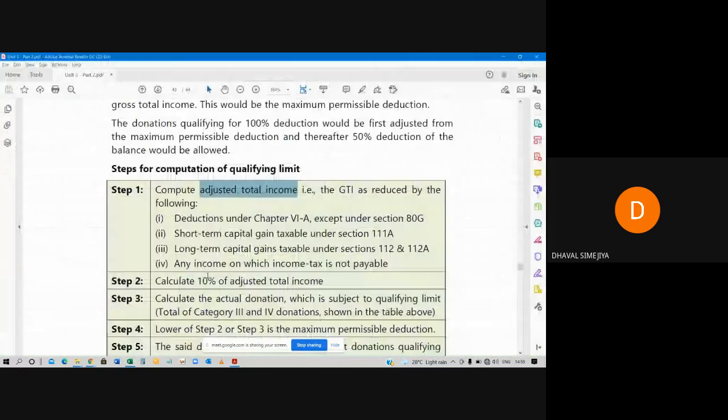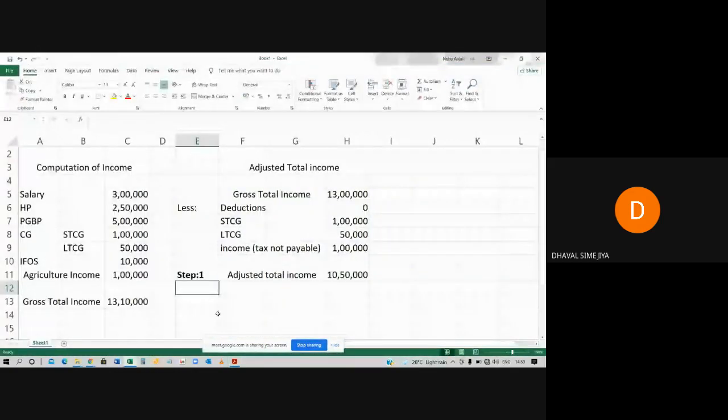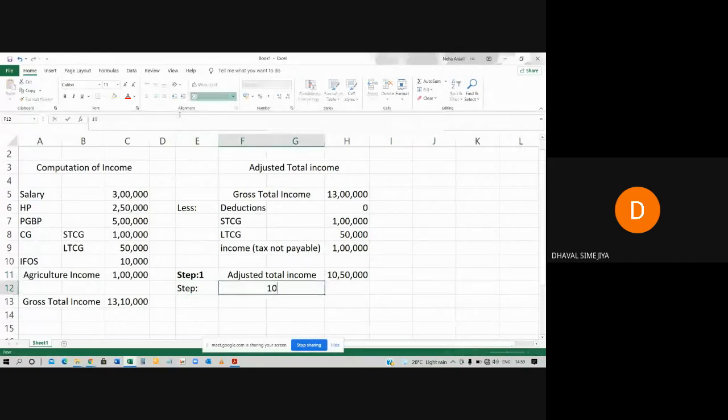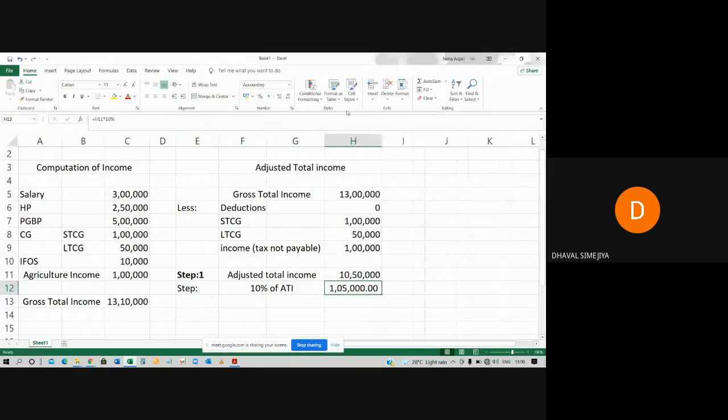Now step number 2. Calculate 10% of adjusted total income. Chalo, simple. Step number 2. 10% of adjusted total income. 1,05,000 rupee. Right?